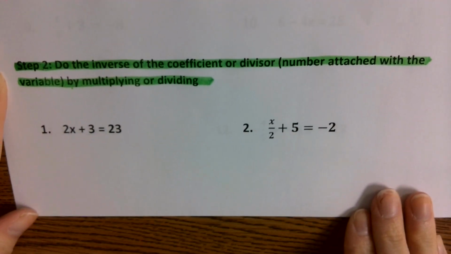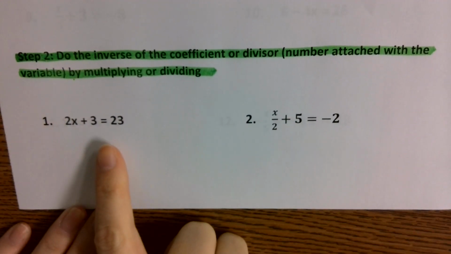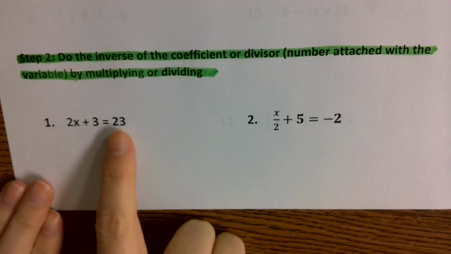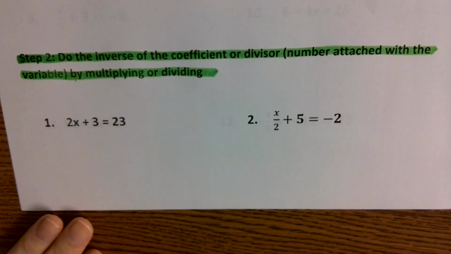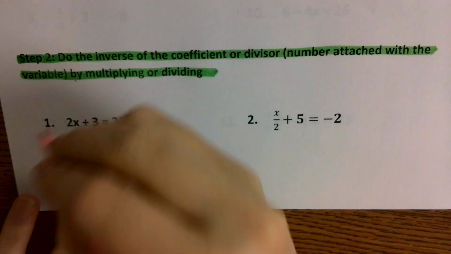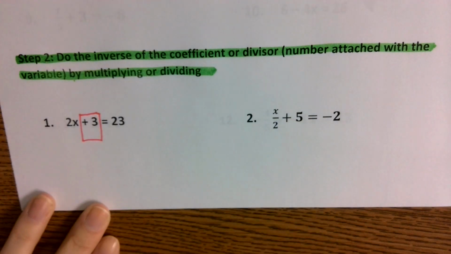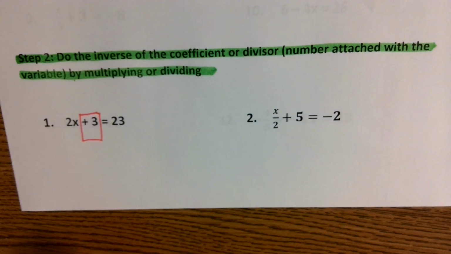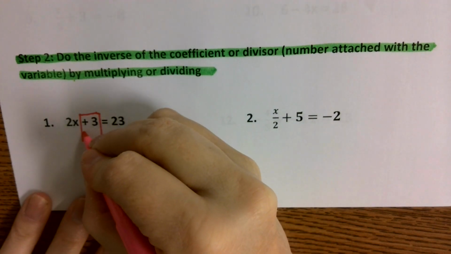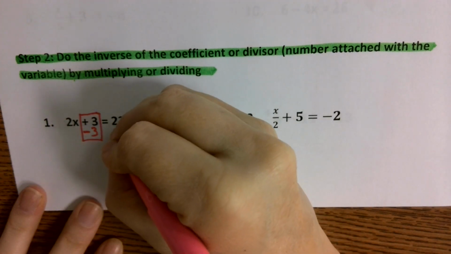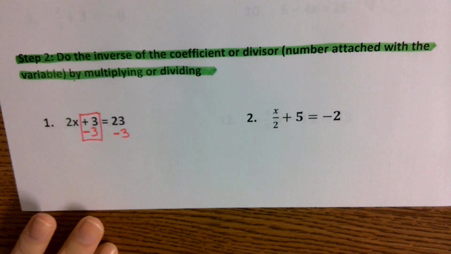Okay, so if I'm taking a look at this example here for problem number 1, we've got 2x plus 3 is equal to 23. My constant in this case happens to be that plus 3. So I want to go ahead and do the inverse operation to that plus 3 first. My inverse is going to be to subtract 3. And whatever I do to one side, I have to do to the other. So I'm going to subtract 3 from my 23 as well.